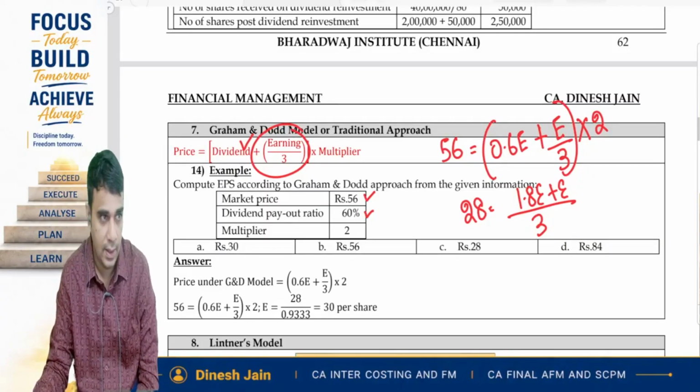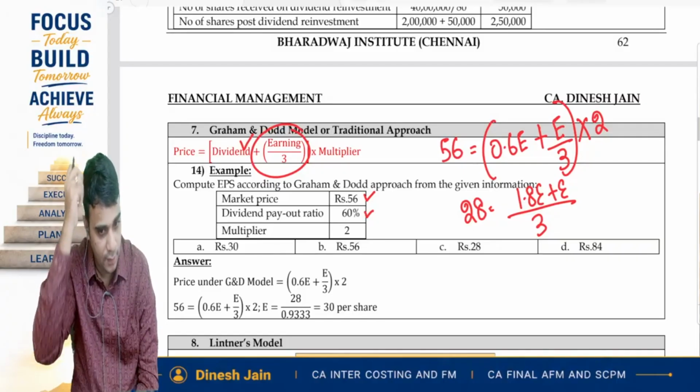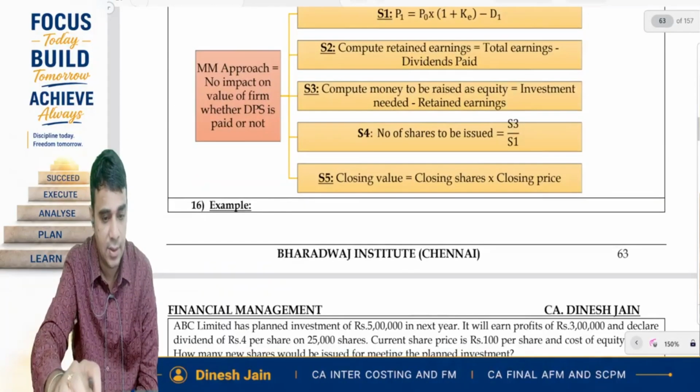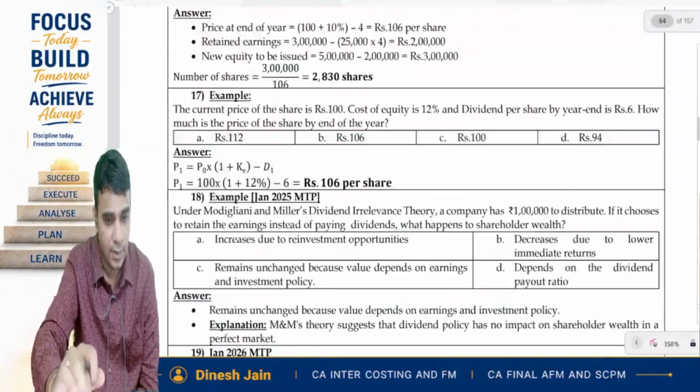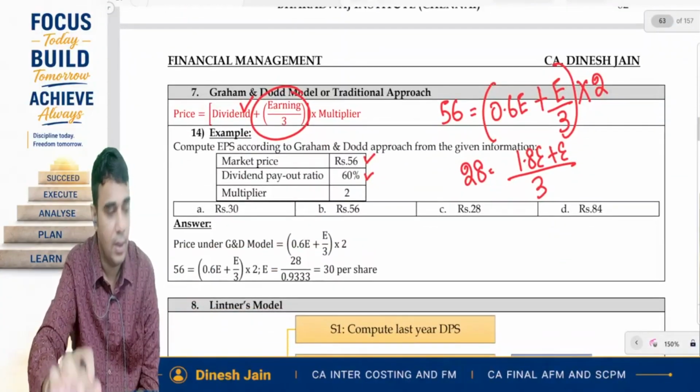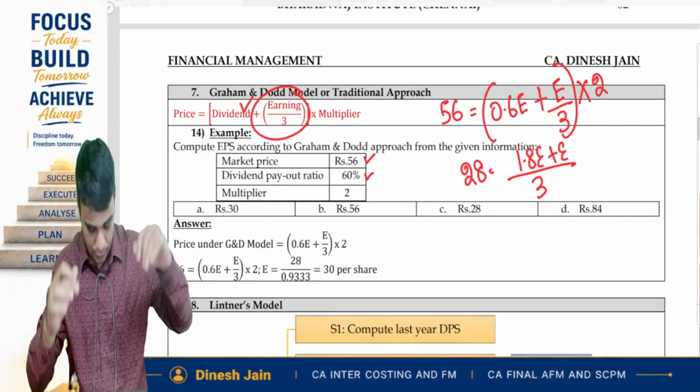Any doubts till this? Understood? Clear? Can we proceed? Any doubts on this? Okay. Next model is called Lintner's model. We discuss this model and then just give me a minute. Then we do questions. Yeah, I'll come to Lintner's model now, concept 8. Let us do Lintner's model.